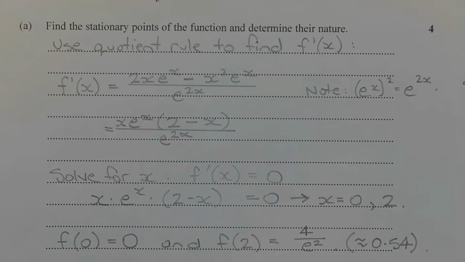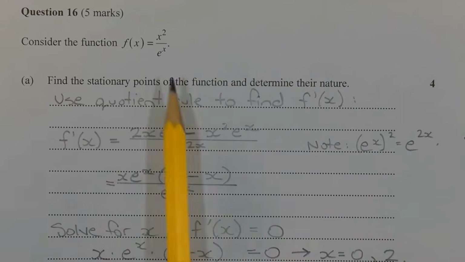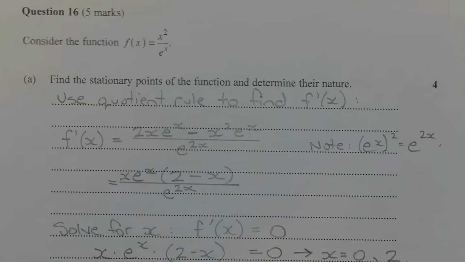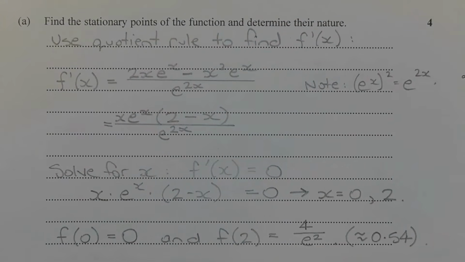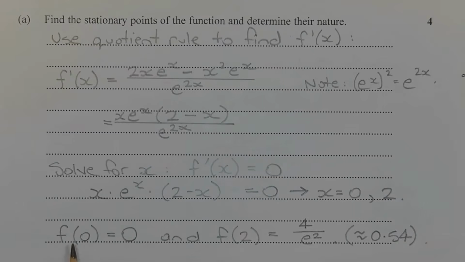Now the question is asking us to find the stationary points, which means we need the y coordinates that correspond with x equals 0 and x equals 2. So using the original function, f of x equals x squared over e to the power of x, we substitute x equals 0 and x equals 2, and we get f of 0 is equal to 0 and f of 2 is equal to 4 over e squared, which is approximately 0.54 as a decimal.